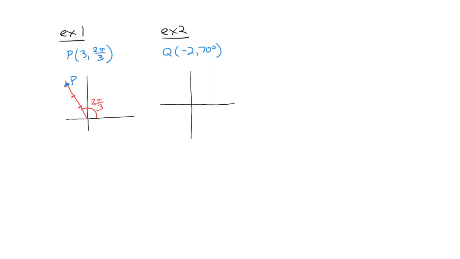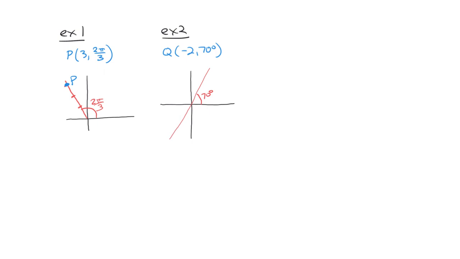We'd have a line coming out here, so this is 70 degrees. In this case, the 2 is negative, so we're not coming out this way 2, we're going back. We're going backward 2. So we're going to have this line extend back here.